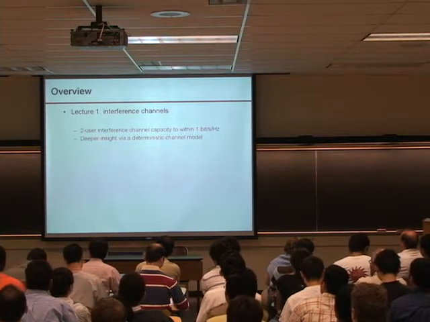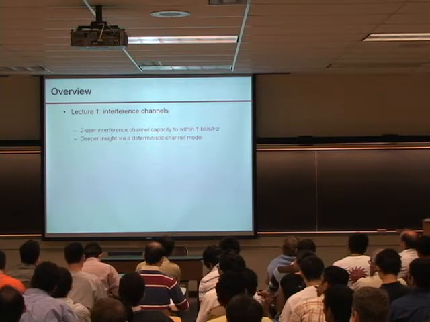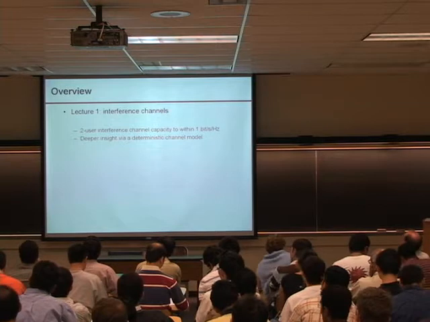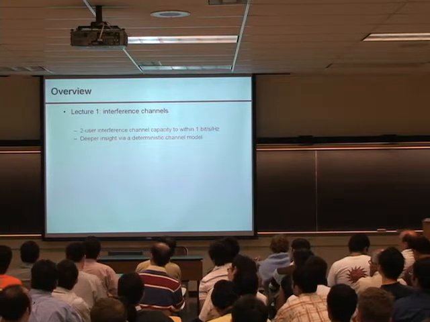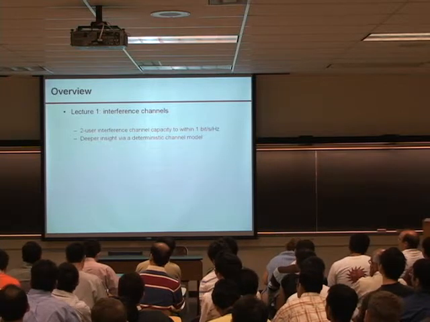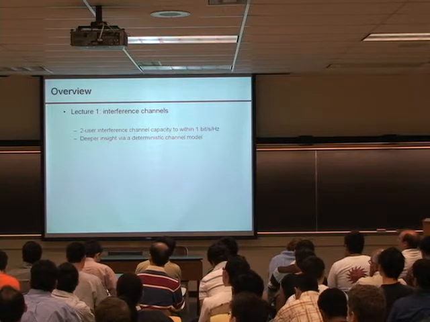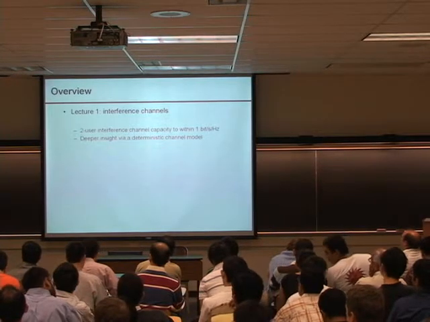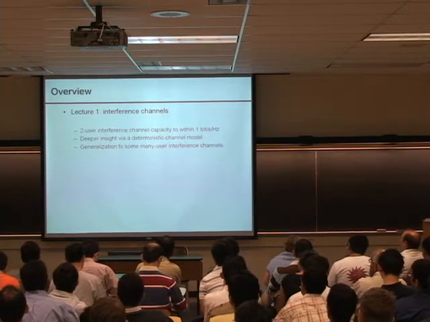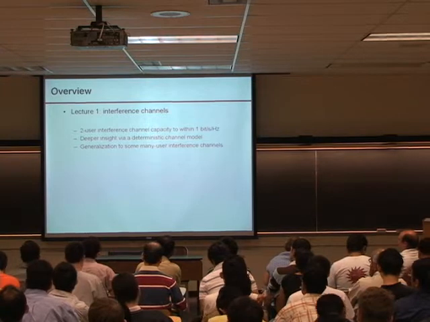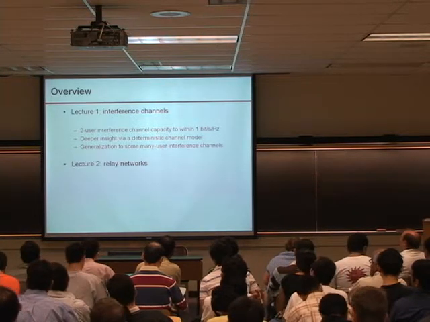So I'll give the result, explain how we got it, and then I'll revisit this result through a deterministic channel model. It turns out that the basic structure of this result can be explained very clearly using a deterministic model which approximates the Gaussian model. So I want to talk about that. And then I'll use this insight to try to do some generalization to many-user interference channels, beyond 2 users. So this is focusing on interference.